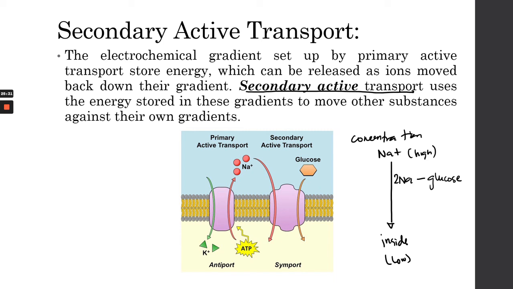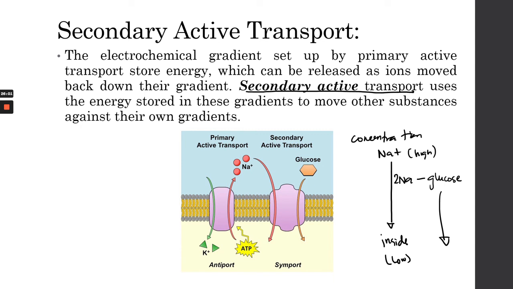Okay, so yung dalawang Na, magbabind siya sa dalawang glucose. Not technically magbabind, pero parang isasama niya yung glucose papasok sa cell. And this glucose entering inside the cell using the energy of the concentration gradient of the sodium is called a secondary active transport. So I hope that is clear.